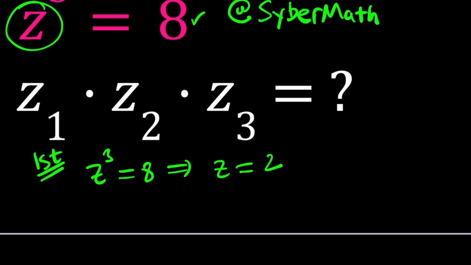So in this case, we are looking for complex cube roots of 8, which could be represented as 8 to the power 1/3, and this is basically multi-valued. There are three values that satisfy this. 2 is just one of them, okay? So you can call this z sub 1 if you want, but you still need to find the other two solutions, okay? And let's see how we can do it.